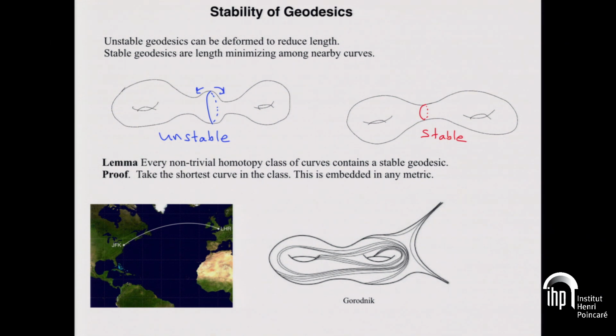So there's some pictures of what these geodesics look like. On the surface of the Earth, we see these when we fly on those airplane maps. The planes try to fly along geodesics, connecting points, stable geodesics usually.